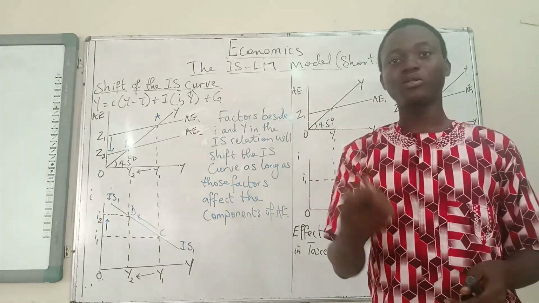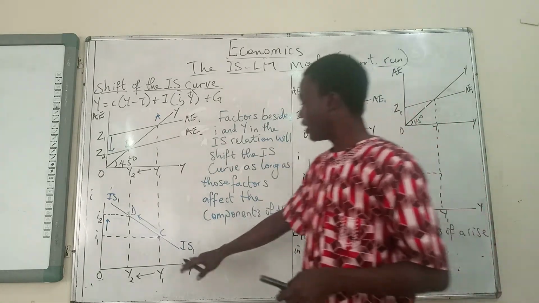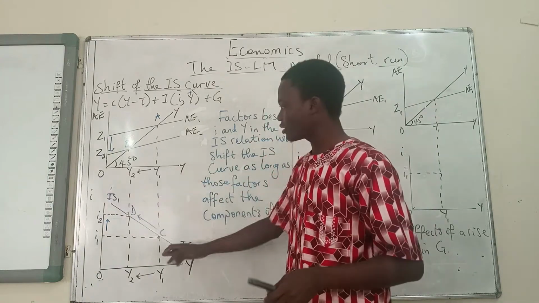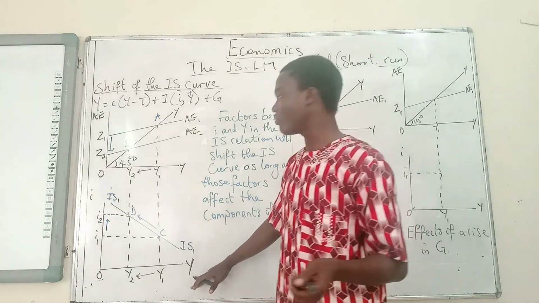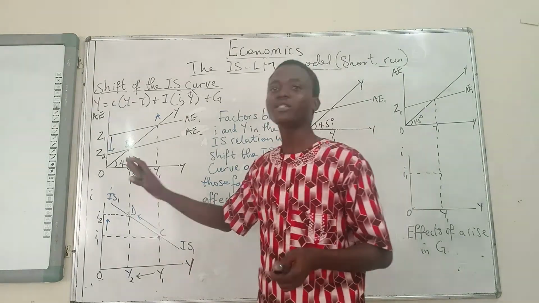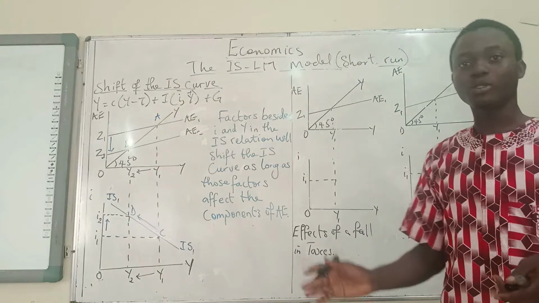What are the factors that are going to shift the IS curve? Factors besides i and Y. Because when sketching the IS curve, we have i on this axis and Y on this axis. So whatever is going to shift the curve is not going to be what is on its vertical or horizontal axis. It has to be something different.